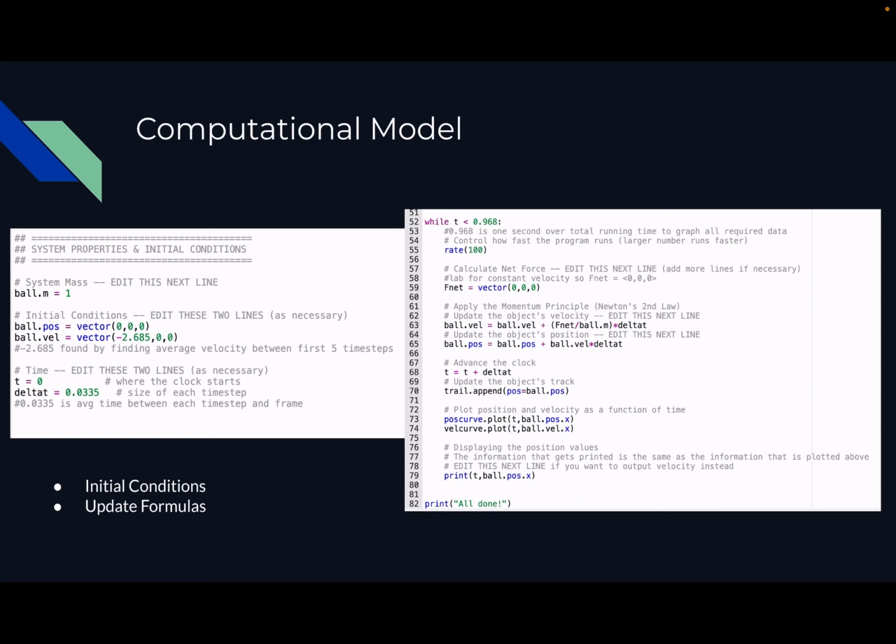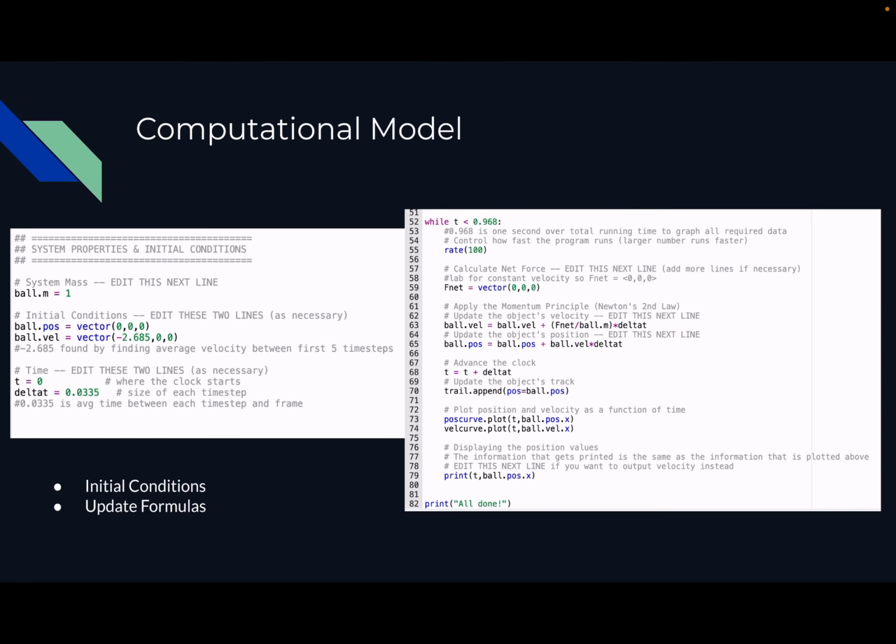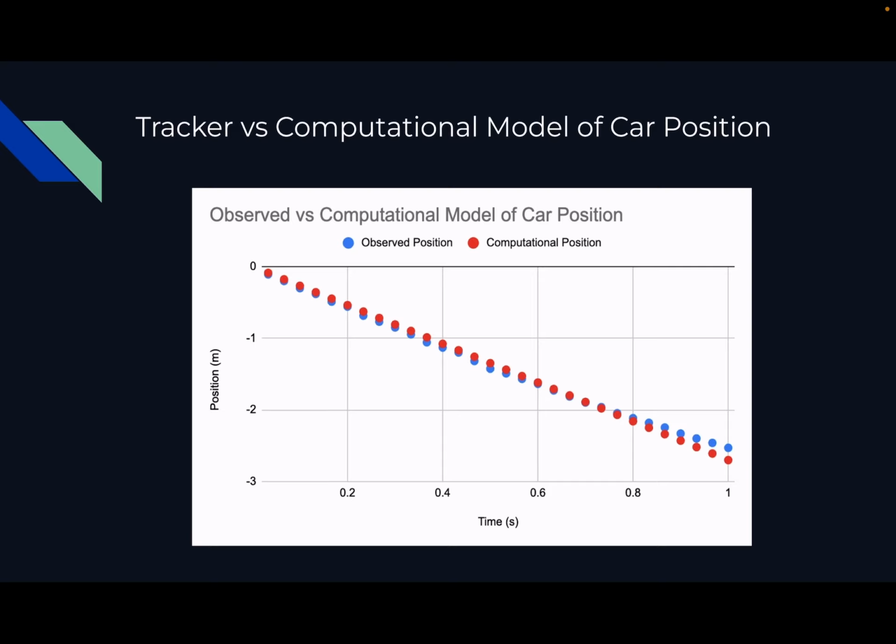The ball's mass we can just leave as 1 since it cancels out, and the velocity is negative 2.685. I got that by taking the first 5 time steps and finding the average velocity between them to get the initial velocity as the initial condition. I also updated F net to 0 because it's a constant velocity, so there's no net force. Then I updated the ball velocity to the velocity update formula, ball velocity plus F net over ball mass times delta t, and did the same with the position formula. That's basically all I did to change the code, and I got the computational graph.